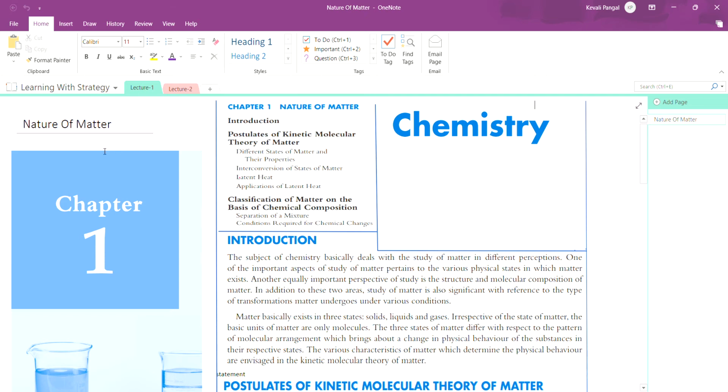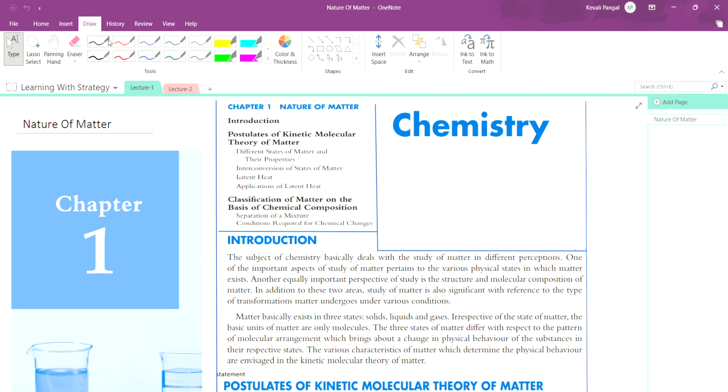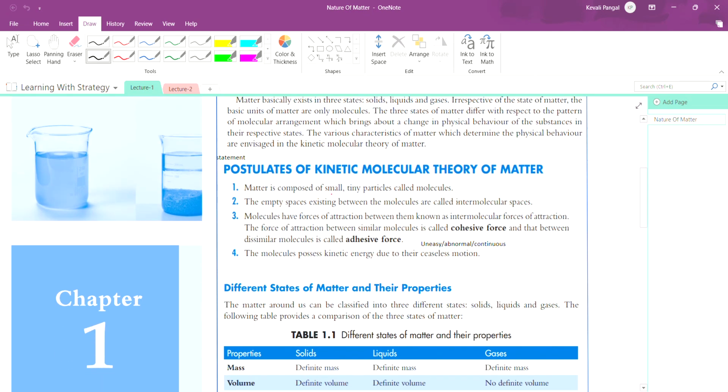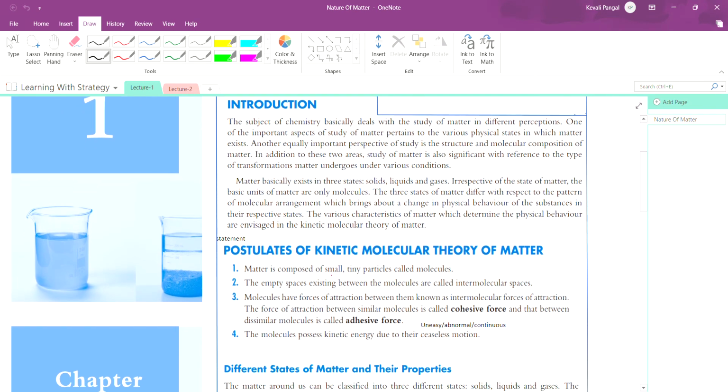In this video we are going to learn lecture number 1, in which we are going to discuss the first chapter of chemistry in the foundation series, that is nature of matter. So what are we going to learn in this chapter? First is the introduction, then the postulates of kinetic molecular theory, then classification of matter on the basis of chemical composition. Now let us see the introductory part.